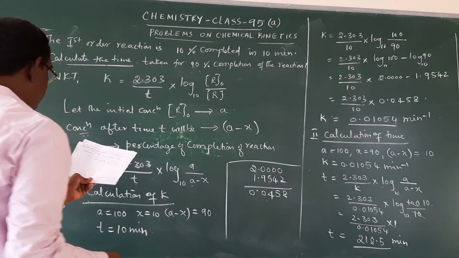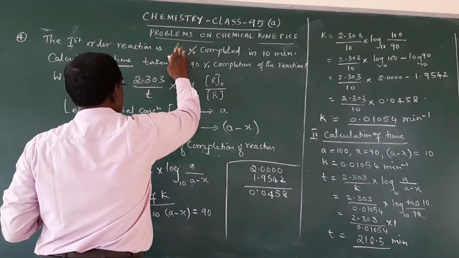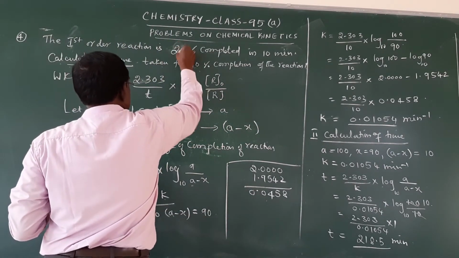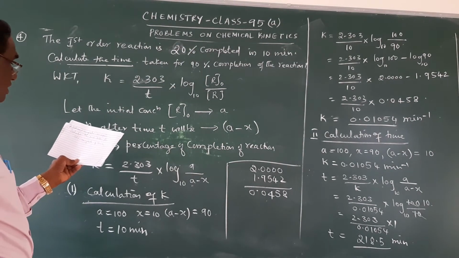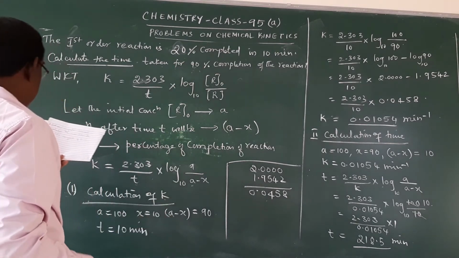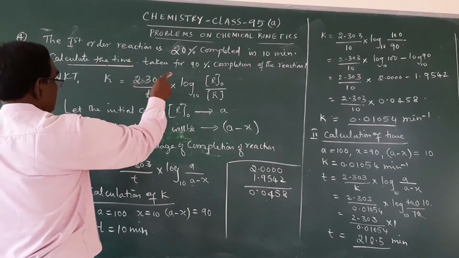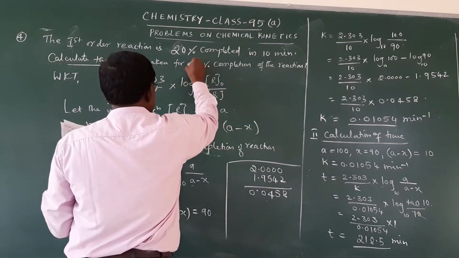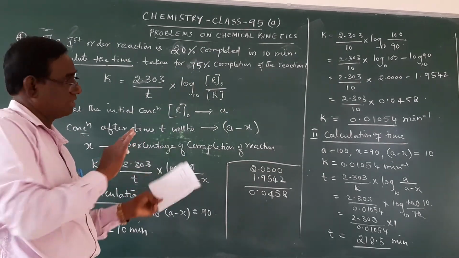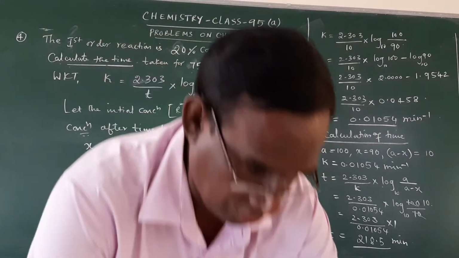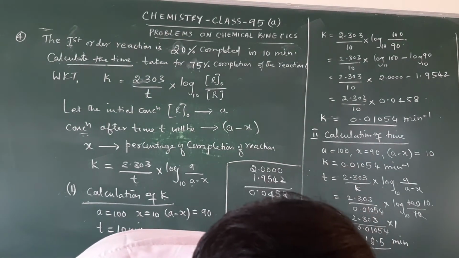that the first order reaction is 20% completed in 10 minutes as usual. Calculate the time required for 75% completion of the reaction. Everything is same, but values are changed, you see. You will be getting different values now.